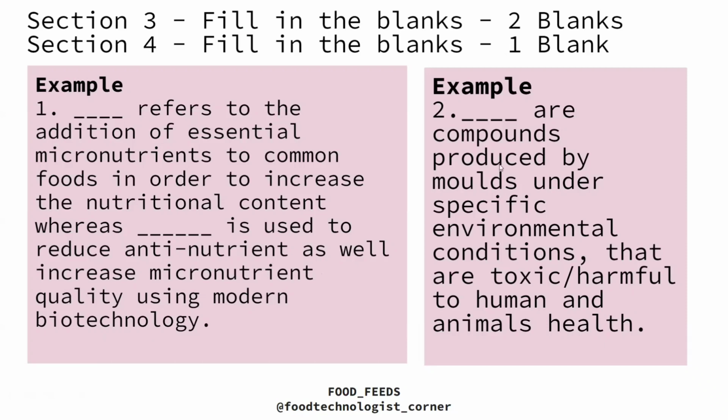In the second example, that is section 4, where only 1 blank is given, the example is: dash are compounds produced by molds under specific environmental conditions that are toxic or harmful to human and animal health. Here they are talking about something which is toxic to humans and animal health, and is produced by molds. So the right answer here is mycotoxins.